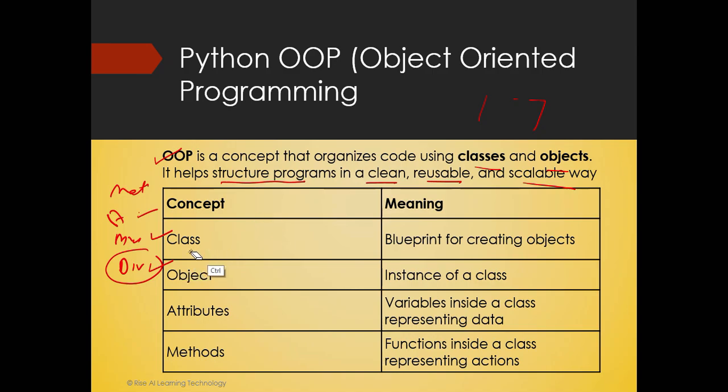So how do we achieve this OOPS concept? We achieve it via the use of classes, objects, attributes and methods. These are the high level things. So what is a class? A class is a blueprint for creating objects. Suppose I write one mathematics class, and inside that I write an add method, multiply method, subtract method. It is just telling us that this is a blueprint.